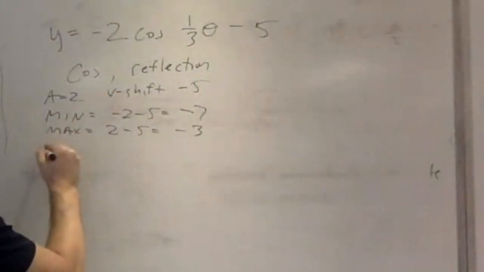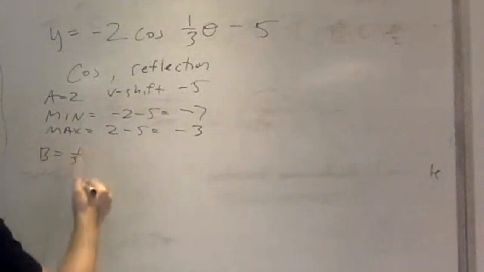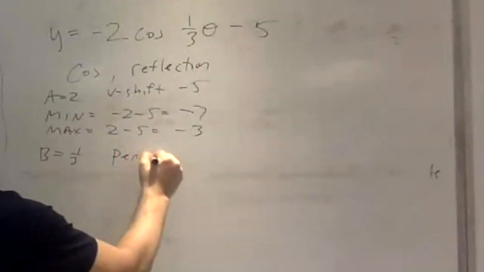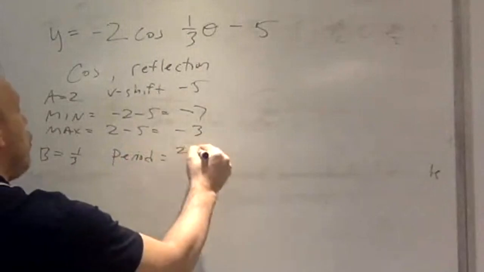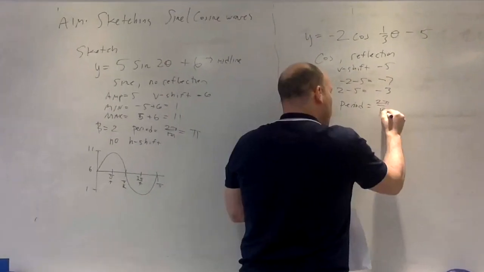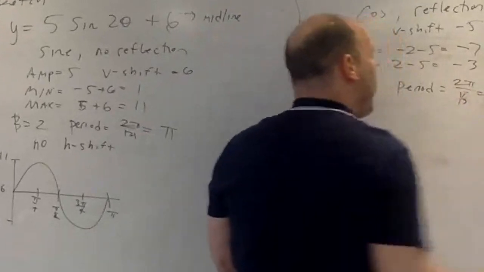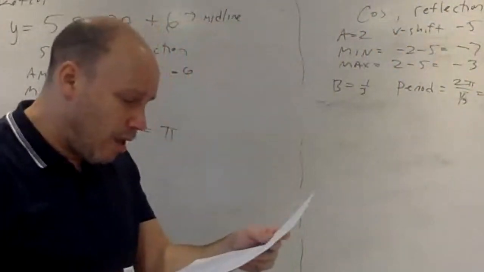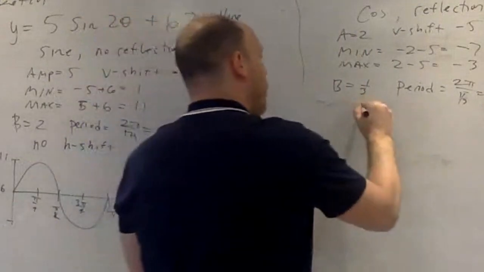What else do I know? I know that b is equal to 1/3. So the period is 2 pi over 1/3, or 6 pi. And there's no horizontal shift.